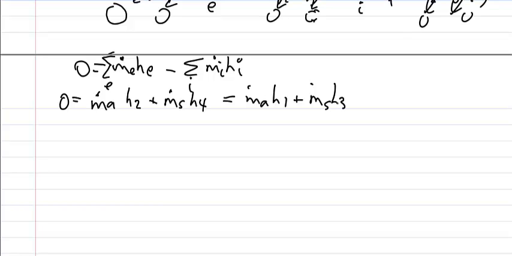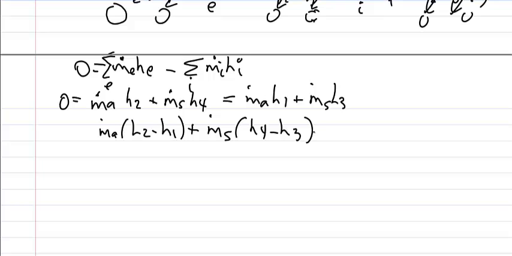Now let's just rearrange this equation a little bit to put the air streams and the steam streams together. So we have m dot air (h2 minus h1), and then plus m dot steam (h4 minus h3), and this equals 0. So this is our equation for the first law.